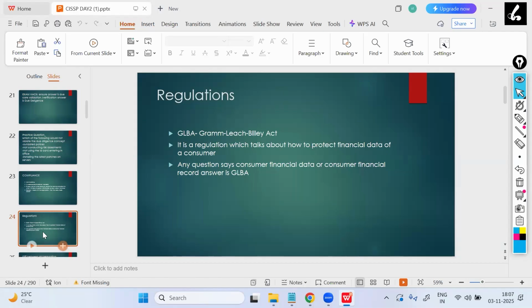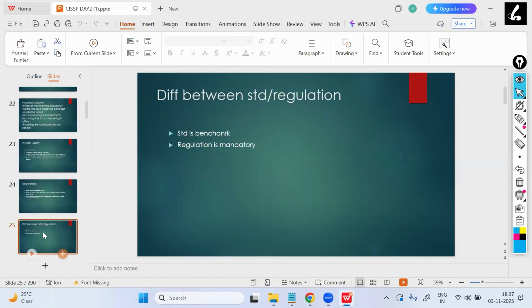What is the difference between a standard and a regulation? A standard is a benchmark. Regulations, as I told you, are mandatory, like HIPAA or GDPR. They are mandates. We have to follow them. A standard is a benchmark: this is the standard in the market. For a very small example, what is this standard pay?